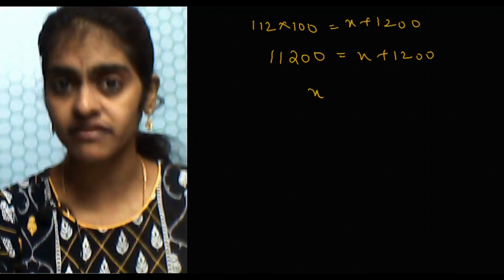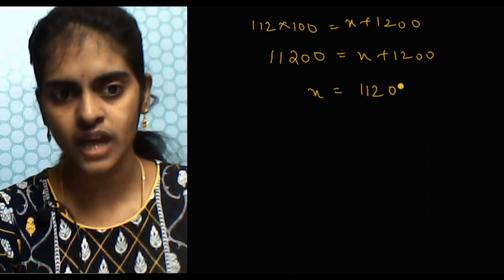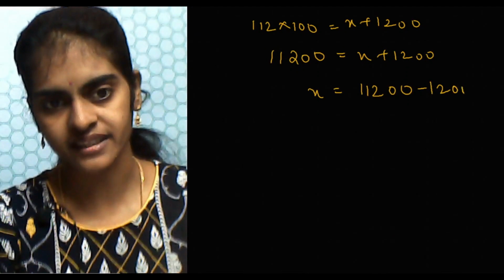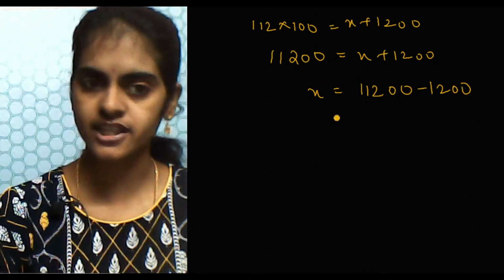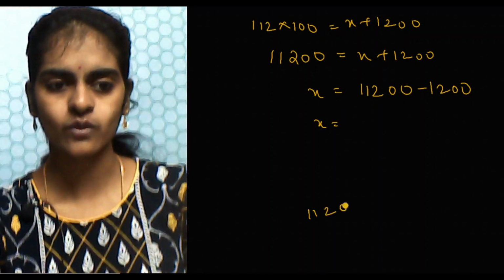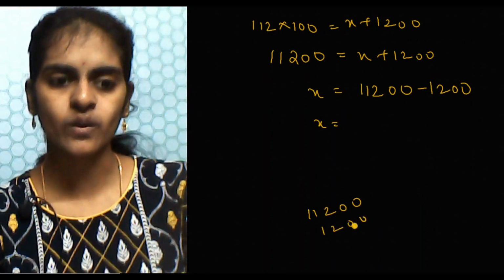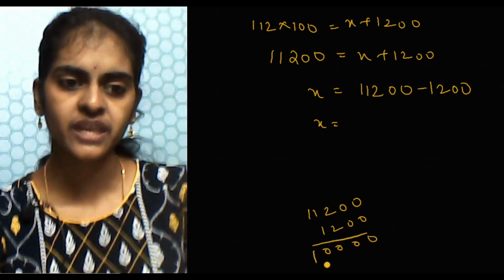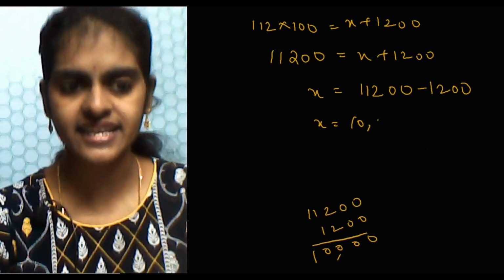Now I want the value of x. x is nothing but 11200 minus 1200. This plus 1200 becomes minus 1200. So x is nothing but, just subtract and see, 11200 minus 1200. So how much are you getting? You get 10,000. So x is 10,000.